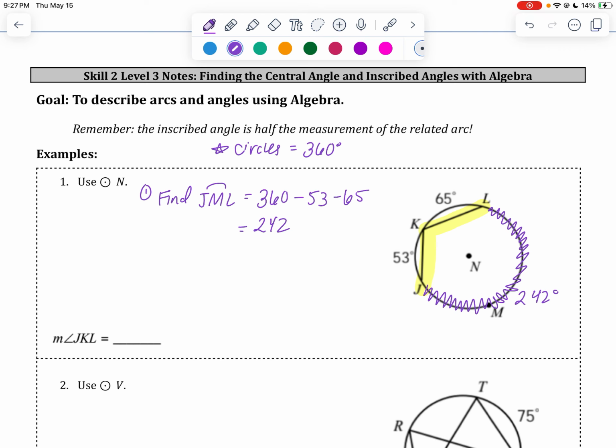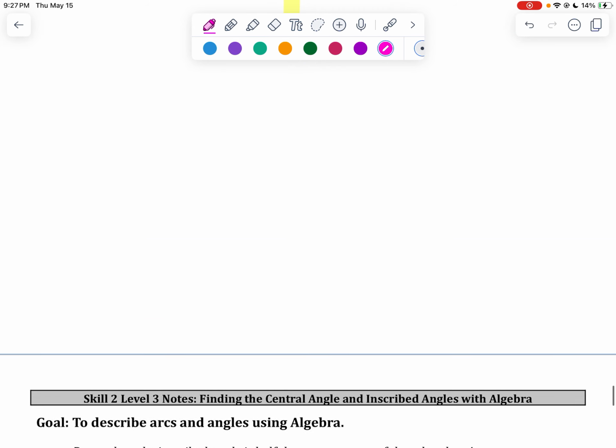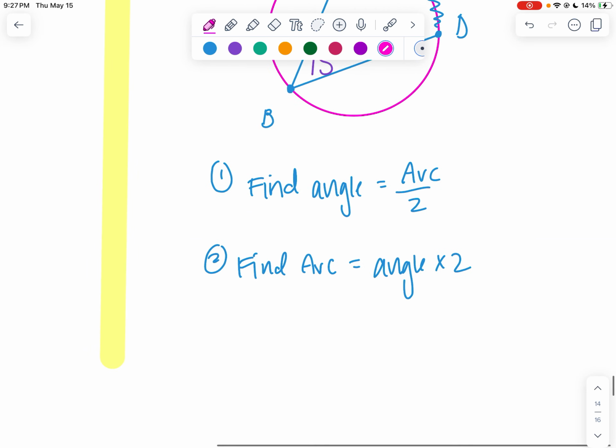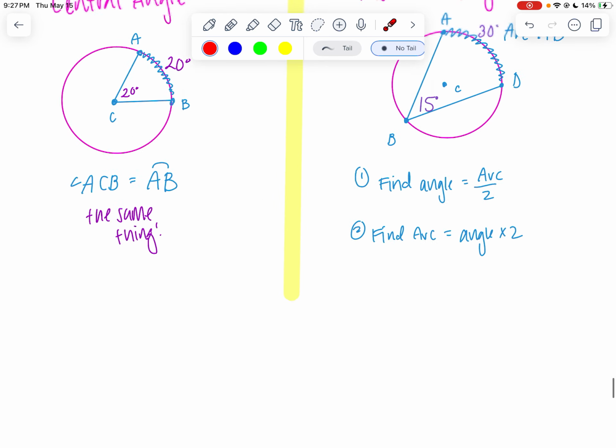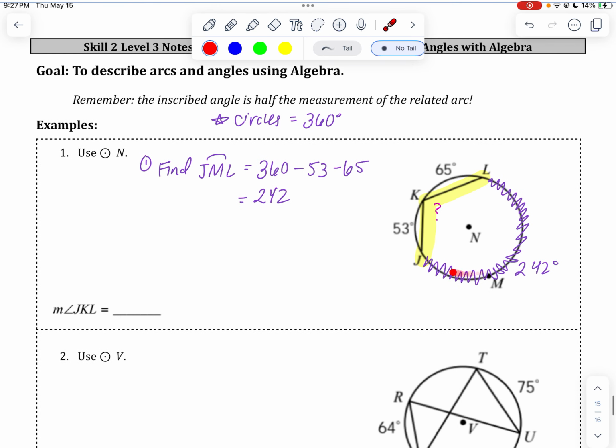And I have to find my missing angle. So again, if I start with the arc and I'm finding the angle, I take my arc and divide it by 2. That makes sense because if I'm looking at this arc, this is a huge arc, and this angle is obviously smaller than the arc. So it would not make sense to take 242 and multiply it by 2, right? I have to cut this in half to find my related angle.